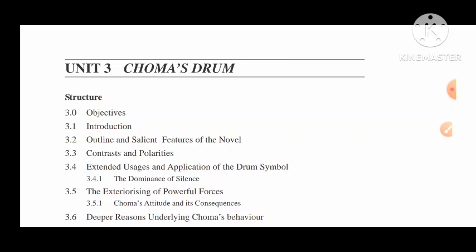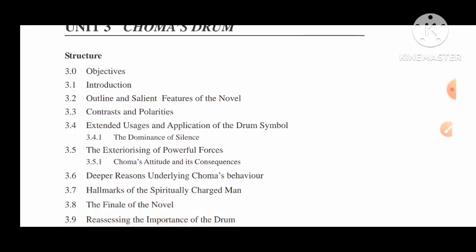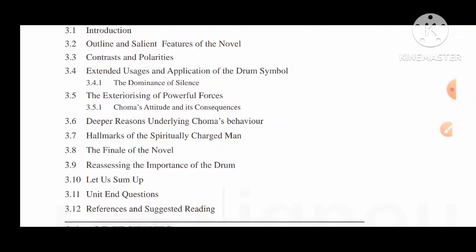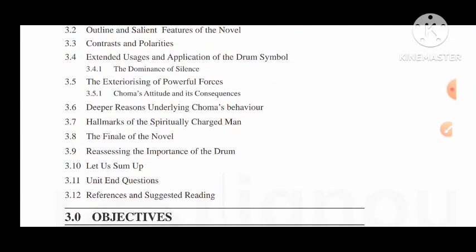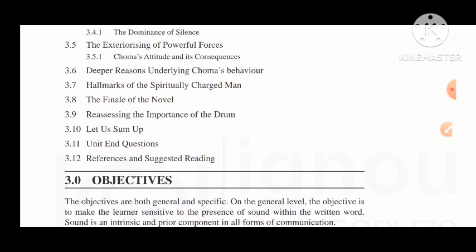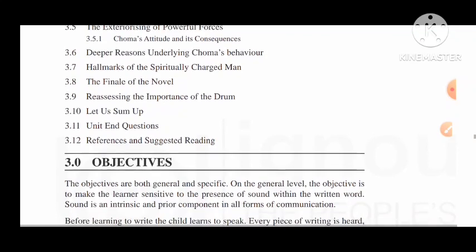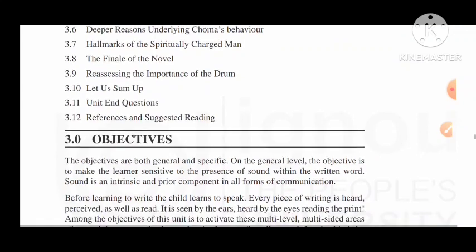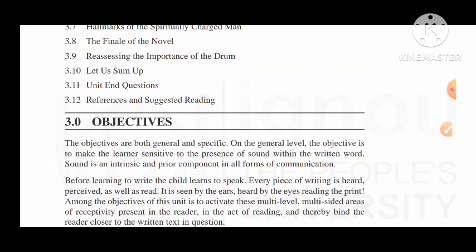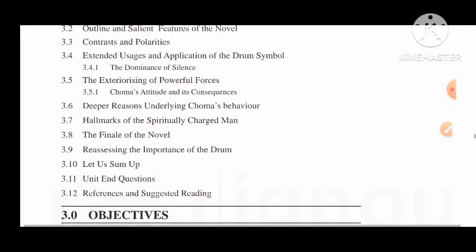Here is the structure: objectives, introduction, outline and salient features of the novel, contrast and polarities, extended usages and application of the drum symbol, the dominance of silence, the exteriorizing of powerful forces, Choma's attitude and its consequences, deeper reasons underlying Choma's behavior, hallmarks of the spirituality charged man, the finale of the novel, reassessing the importance of the drum. Let us sum up, unit end questions, references and suggested readings.